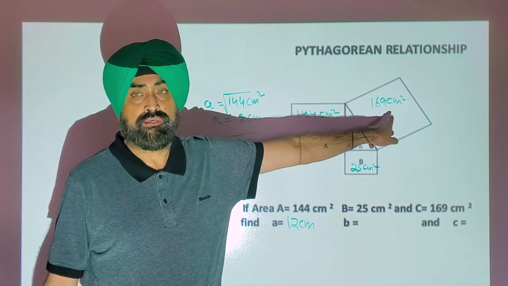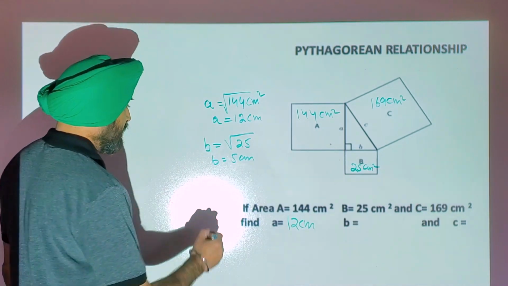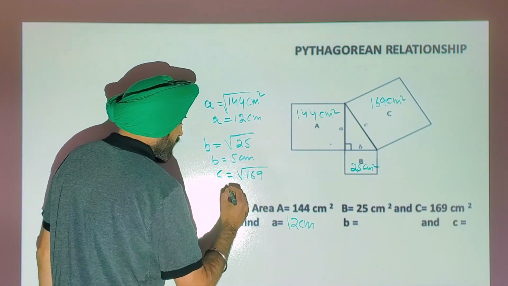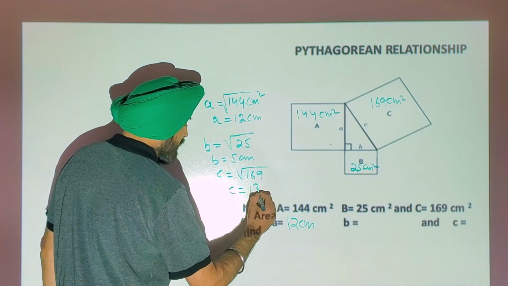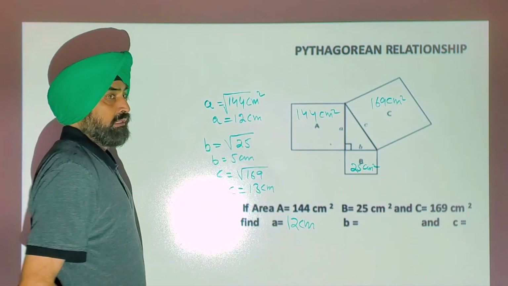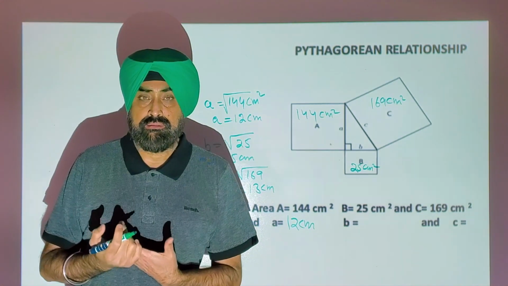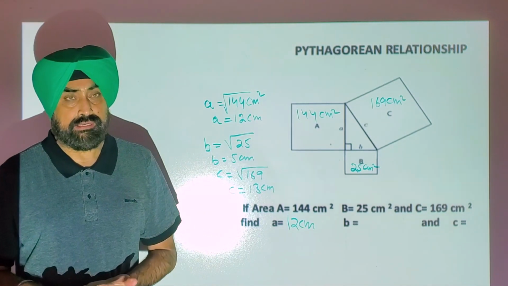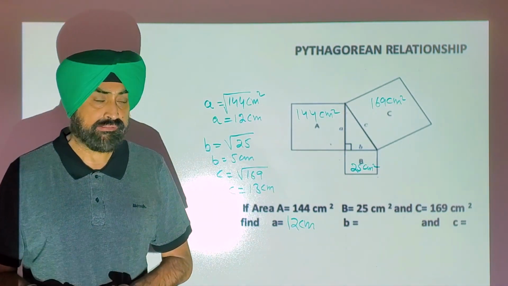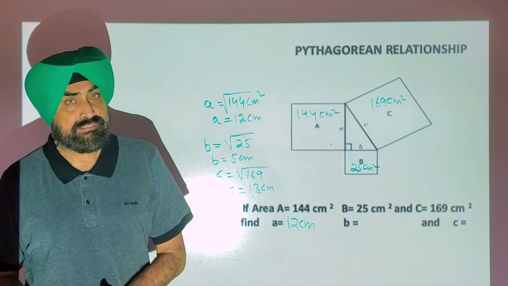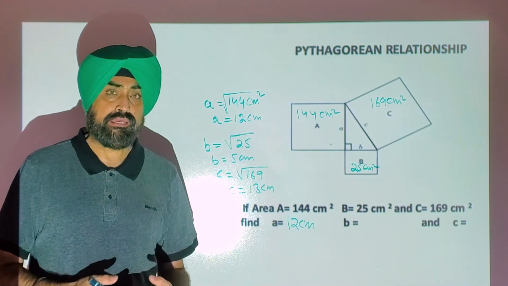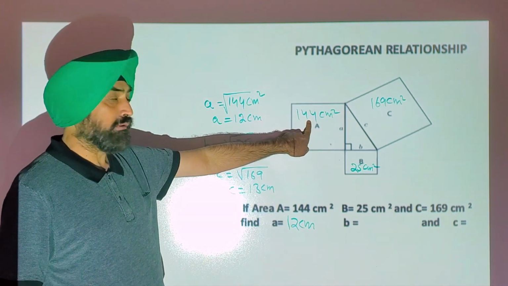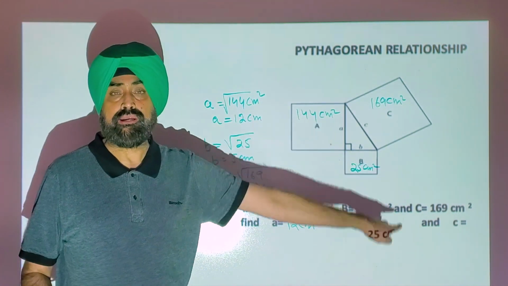Same, this area is given as 169. To find side C, what will we do? We will square root 169. The square root of 169 is 13 centimeter. This way, if the areas of the squares are given, we can square root the area to find the side length. And if the side length is given, we can find the area by squaring it. So there's a relationship: square the side, you get the area; square root the area, you get the side.